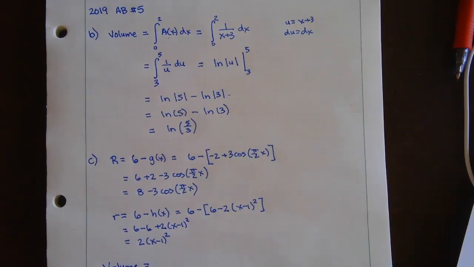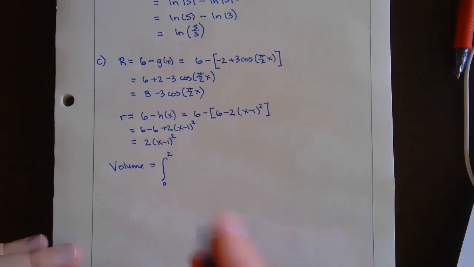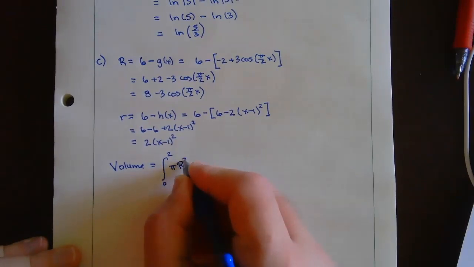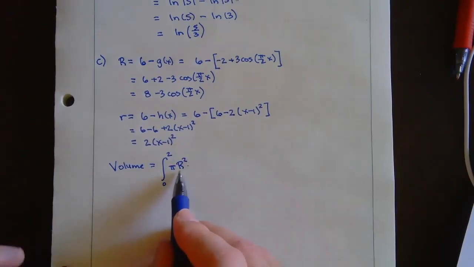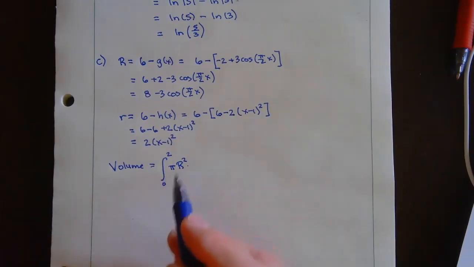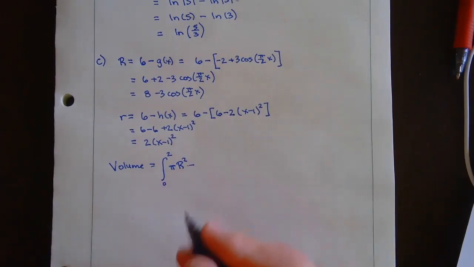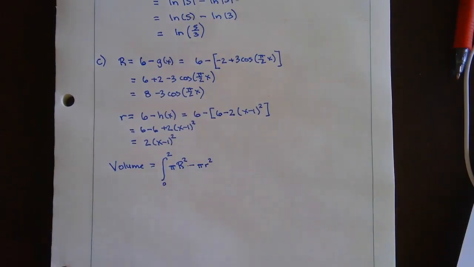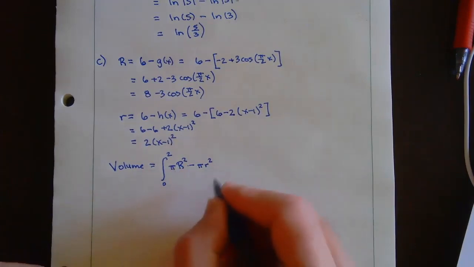and we're going to make these discs starting at 0, and we're going to go all the way to 2. So the integral from 0 to 2, and it's going to be pi big R squared. Now, why? Because this is a cross-section area, and it's the area of the big circle, minus the smaller circle, which is pi little r squared at the same x value, and then dx.